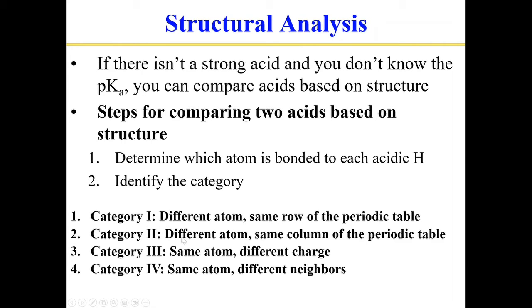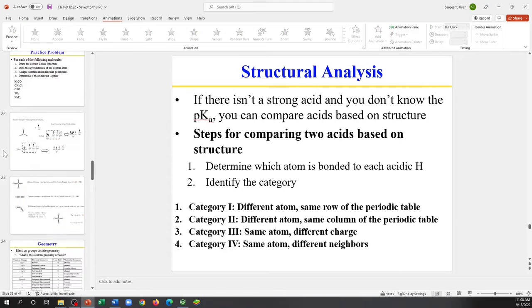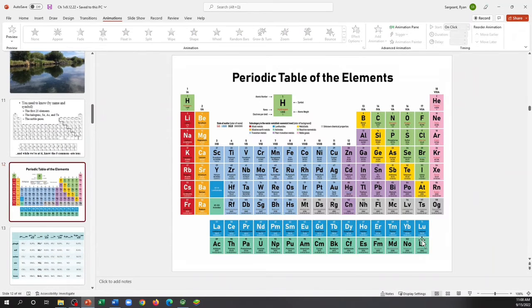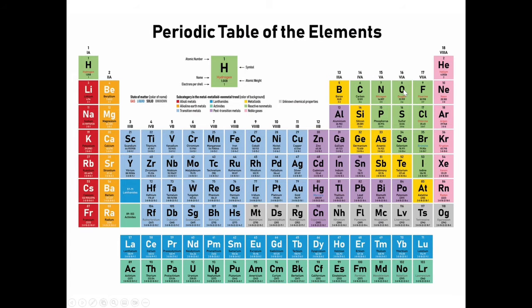Category number 2 is where the atoms are different. That's true, and they are in the same column of the periodic table. Let's pull up our periodic table so that we can verify that this is the case. Oxygen here, sulfur here, they are in the same column of the periodic table. Category 1 looks at things that are in the same row. Category 2 looks at things that are in the same column.